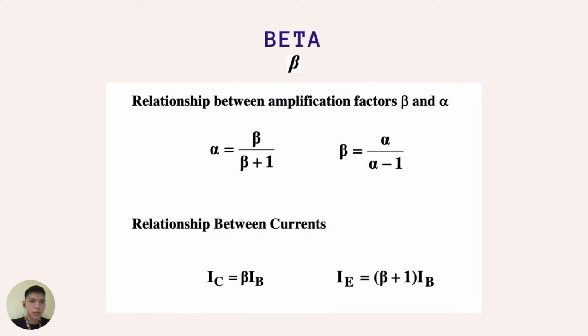We also have here the relationship between the amplification factors. The relationship between your beta and your alpha is that alpha is equal to beta over beta plus 1, or beta is equal to alpha over 1 minus alpha. We also have the relationship between the currents. IC is just equal to beta times your IB, and your IE is just equal to beta plus 1 times IB.